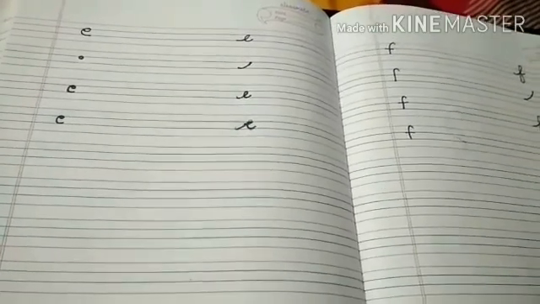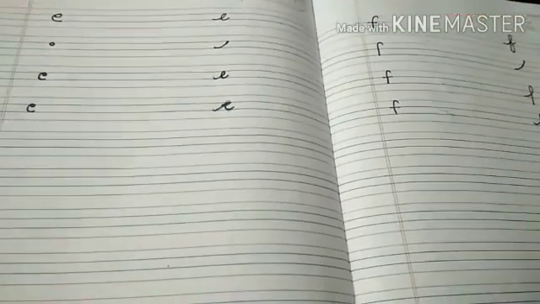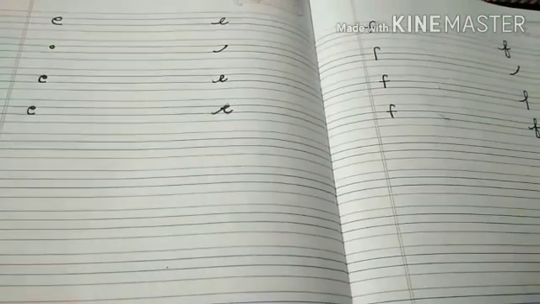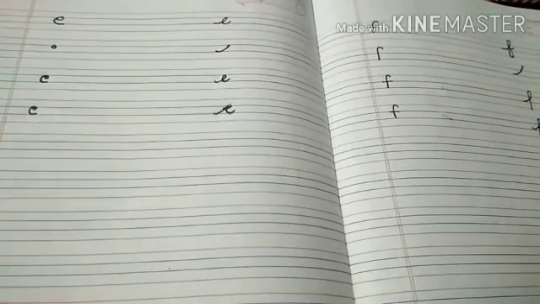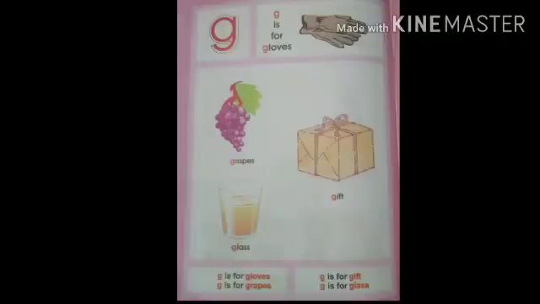Okay children, now tell me which letter will come after F? G. Correct. So today we are going to learn G. Okay. Now children, this is small g. G for gloves. G for grapes. G for gift. G for glass. And sound is G. Sound is G.